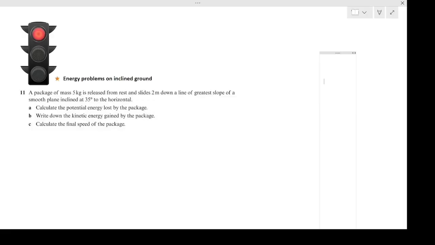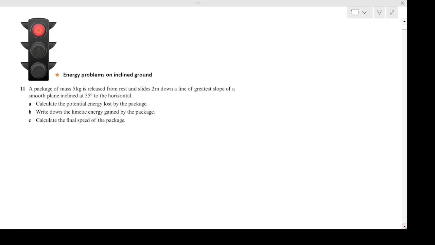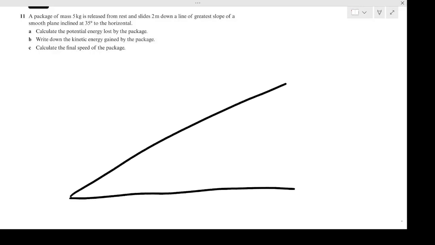So in this question, we're told a package of mass 5 kilograms is released from rest and slides 2 meters down a line of greatest slope inclined at 35 degrees. So we've got this setup here, at an angle of 35. We've seen problems like this already. So we've got this package, this box here, 5 kilograms, and it's released from rest, so initially the speed is 0.